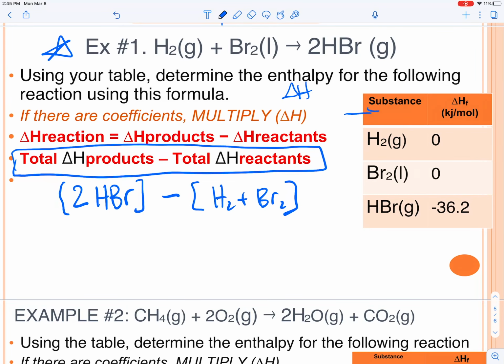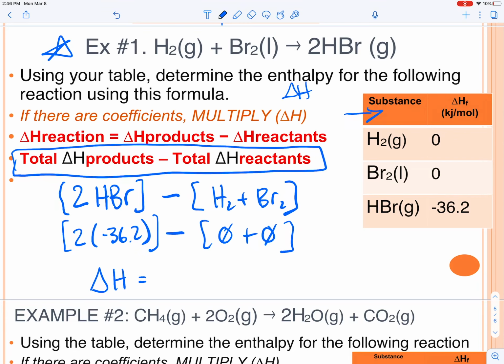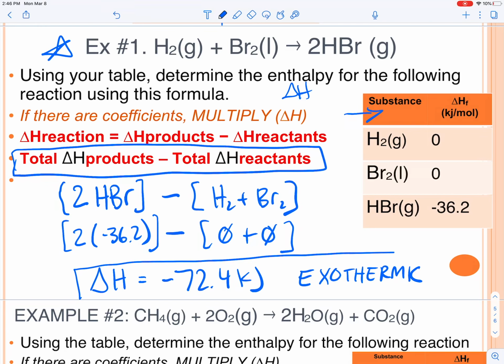Next, I'm going to use my table on the right here to plug in numbers now. So now I've got 2 times negative 36.2. Okay, that whole thing minus, well, I'm lucky here, all of these are just zeros. 0 plus 0. So I calculate this and I get negative 72.4 kilojoules. Okay, so in this reaction, if I have a negative delta H, you want to write down what does that mean? Well, that tells me the reaction is exothermic. And that's how you do these problems.